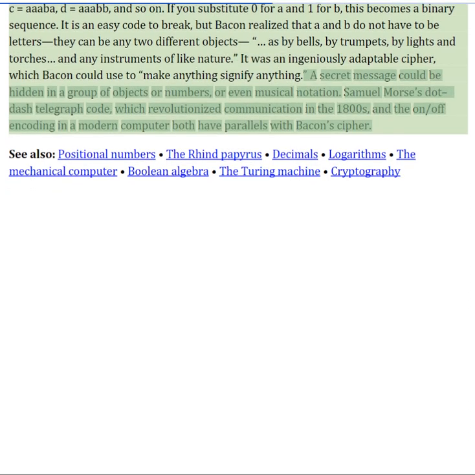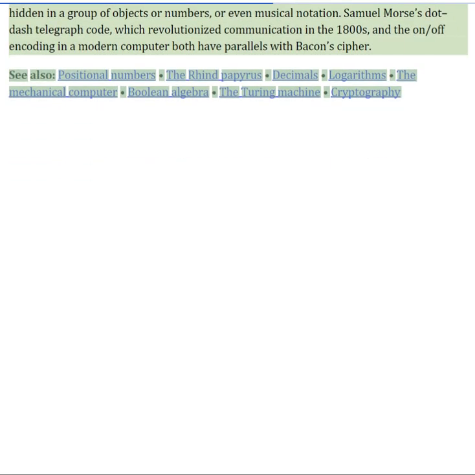A secret message could be hidden in a group of objects or numbers, or even musical notation. Samuel Morse's dot-dash telegraph code, which revolutionized communication in the 1800s, and the on-off encoding in a modern computer both have parallels with Bacon's cipher. See also, positional numbers, the Rhind papyrus, decimals, logarithms, the mechanical computer, Boolean algebra, the Turing machine, cryptography.